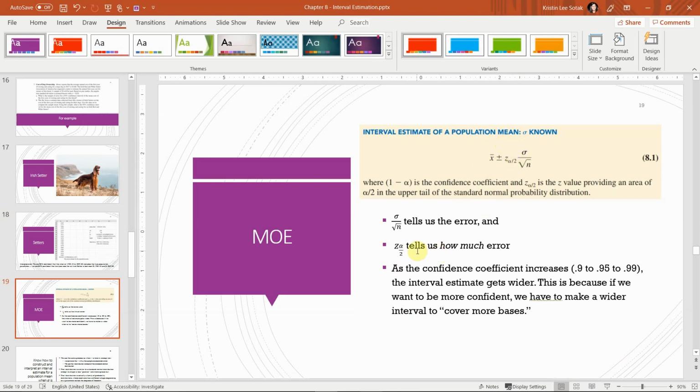And then the second part here is our z-score. It tells us not just about the error, but how much error we allow. So if we increase our confidence coefficient from 90% to 95%, the interval is going to get wider. Why? Because if we want to be more confident, we have to make a wider interval to cover more bases. If I'm 95% confident, I can have a wider interval estimate because I'm not as confident. But if I want to be 99% sure, then to say that I'm more certain that the true population parameter is in there, I'm going to increase the width of my interval.